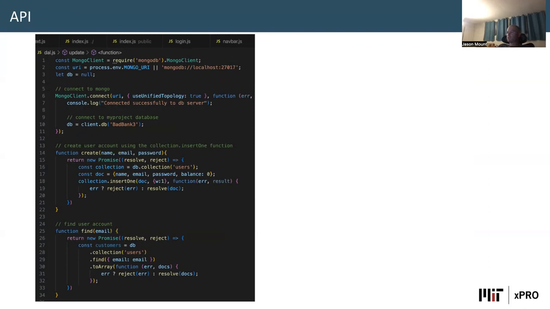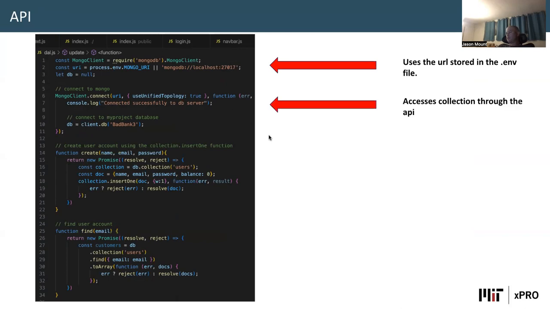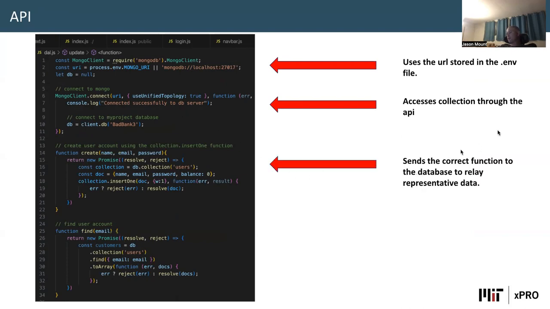The documentation, essentially, we're using this Mongo URI, which is the actual URL that's stored in the .env file. And that way it's able to access the collection through the API, and then send the correct function to the database to relay to the representative data.